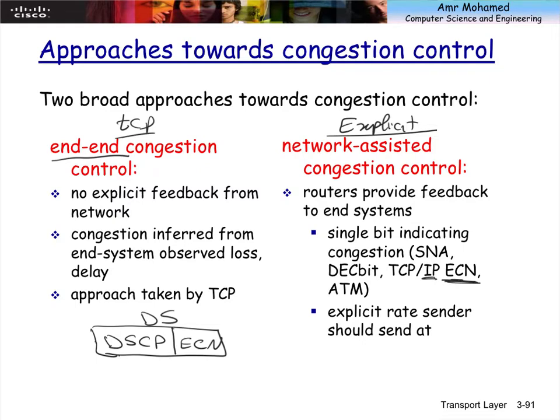So IP uses explicit congestion, however, it's not being used in the internet. Similarly, some other protocols like ATM. ATM was one of the network layer protocols. We will take some idea about ATM in the network layer when we start to talk about network layer. However, this kind of standards is obsolete. Nobody uses it. So all the network layer protocols have lost ground to IP.